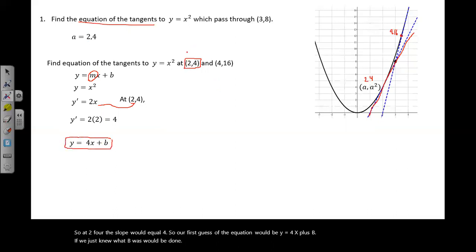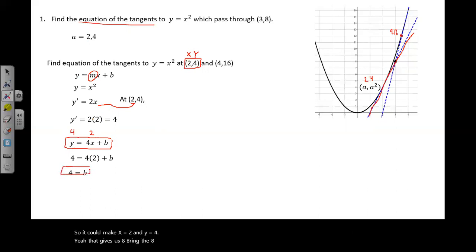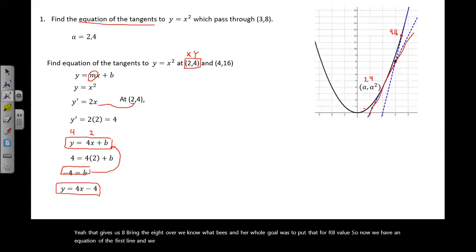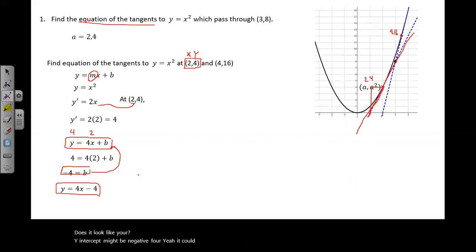We know the point (2, 4) is an x, y value on that line. So we could make x equal 2 and y equal 4. Yeah, that gives us 8. Bring the 8 over. We know what b is. And our whole goal was to put that in for our b value. And now we have the equation of the first line. We can check it, see if it makes any sense. So 1, 2, 3, 4 up, 1 over. That looks like a slope of 4. Does it look like your y-intercept might be negative 4? Yeah, it could be. So this is looking really good.